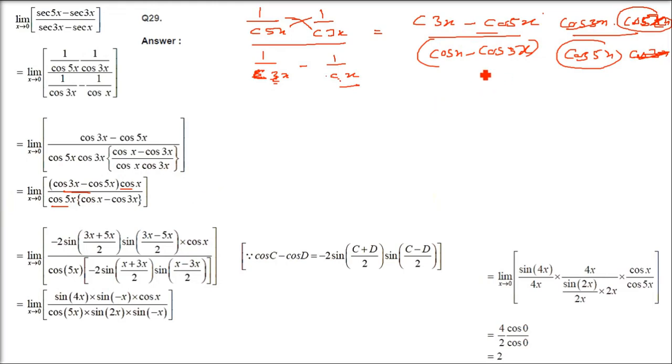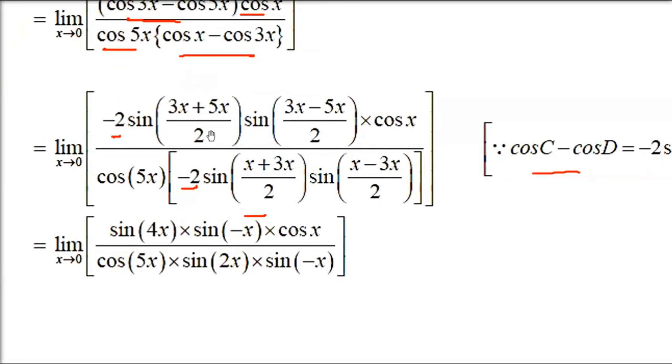And then we have this cos 3x minus cos 5x. We are using the formula: 2 sin (c plus d) by 2 sin (c minus d) by 2. 3x plus 5x by 2, that is 8x by 2, it will come 4x. 3x minus 5x by 2, that is minus 2x by 2, that is minus x will come. And in the denominator also you are going to use the same formula. So you have 8x by 2, 4x, 3x minus 5x is minus 2x by 2, so minus will remain.